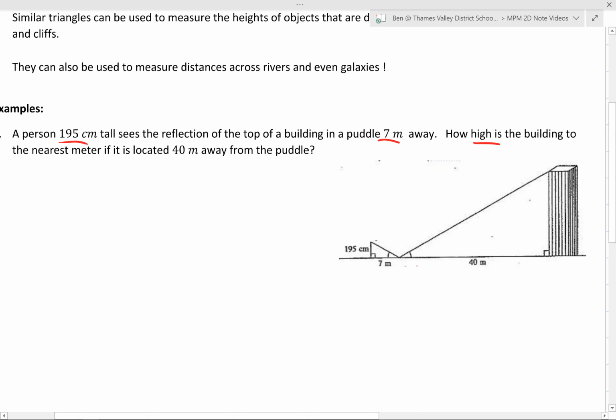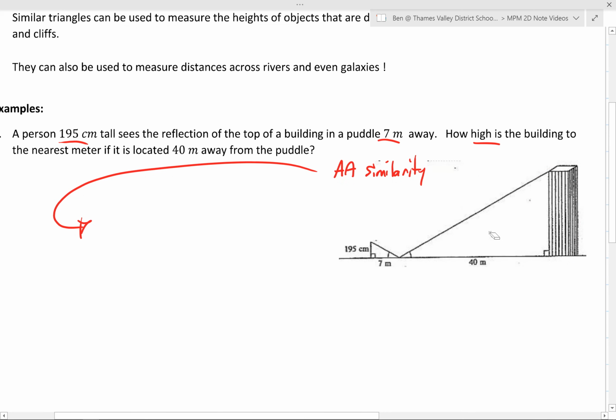So we know the distance of the person to the puddle and the building to the puddle. We also know that these angles are the same here and here, and since we're measuring these heights right from the ground, we have right angles here and here. Since we have all of those angles, we have angle-angle similarity. We can use this to come up with a scale ratio, or scale factor, and use this scale factor to determine the unknown height of the building.